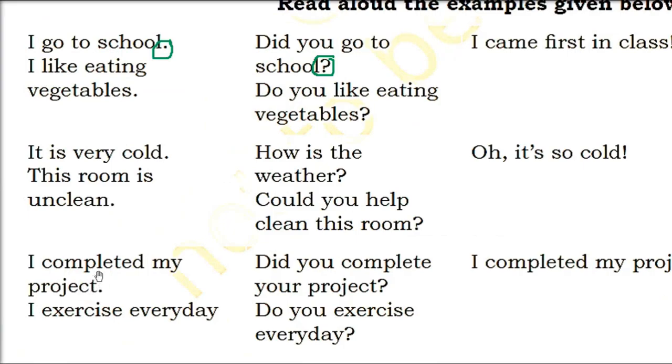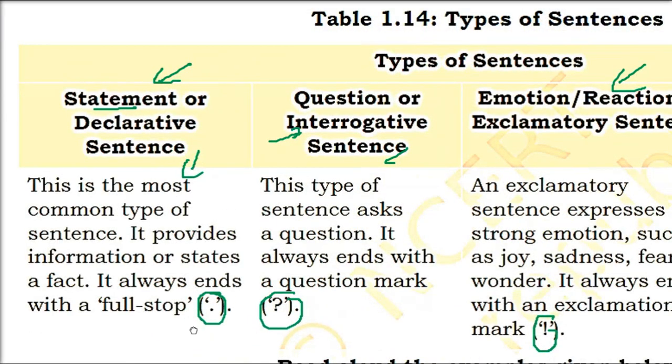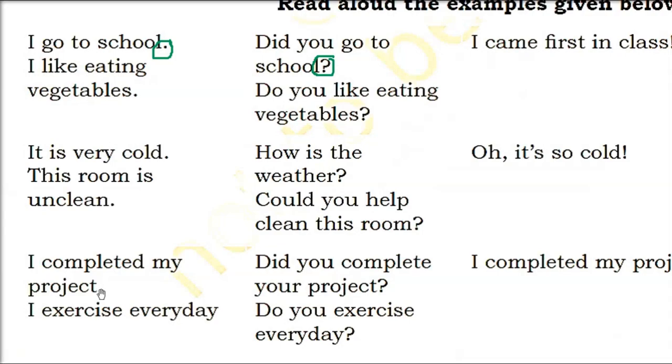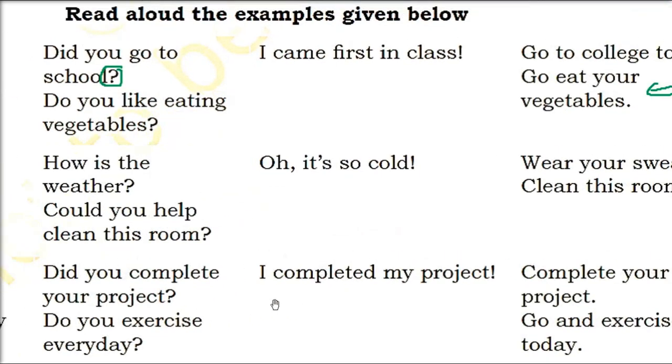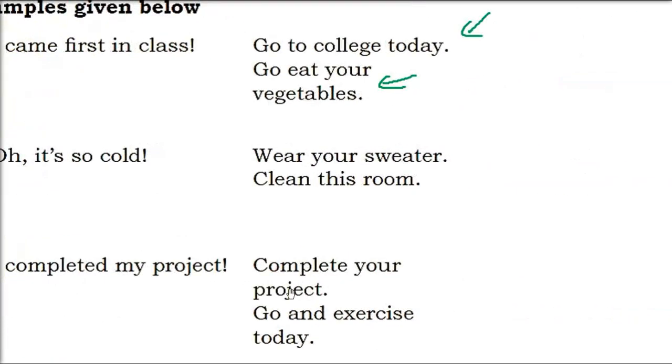I completed my project. Just a statement. Okay, you have completed your project. There is no question, there is no emotion. I exercise every day. Now if you take it as a question: did you complete your project? Do you exercise every day? So this is a question. Now coming to emotion, feelings. I completed my project! You are happy that you completed. And if you are giving some order: complete your project. Or some advice: go and exercise today.